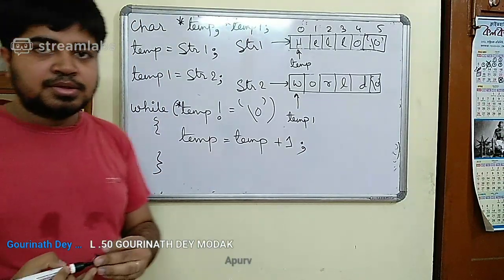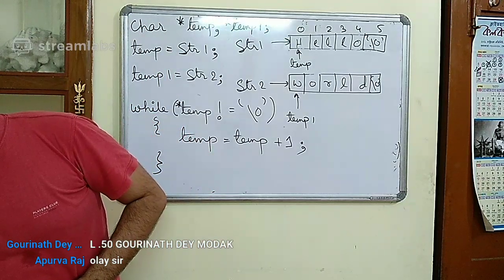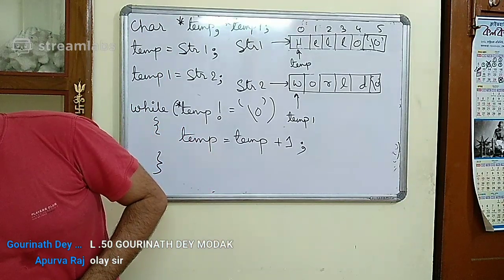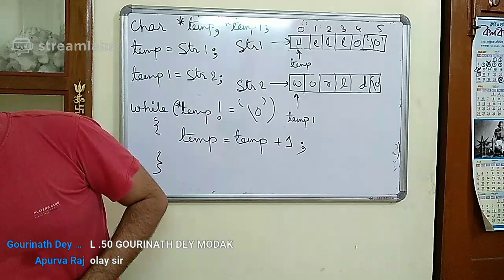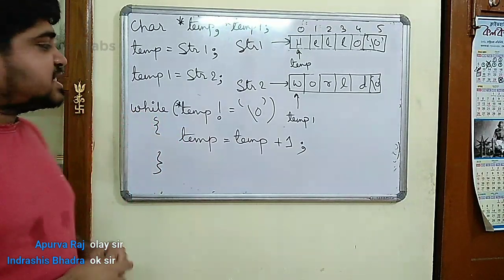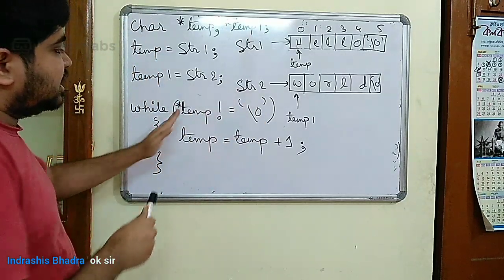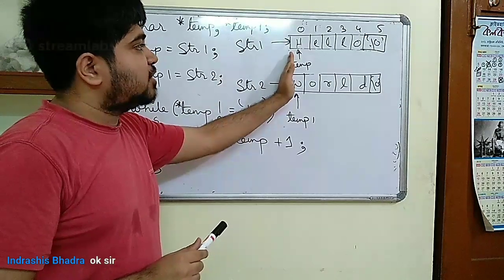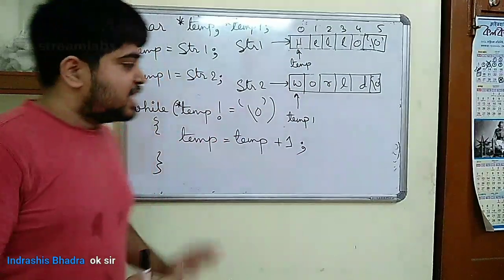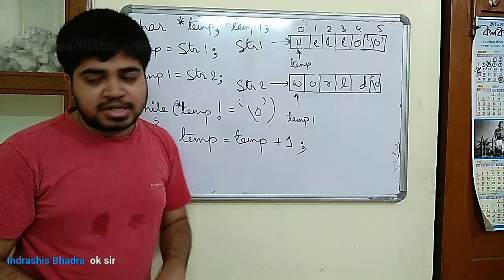Right? This can be done. Now, I will specify a procedure of replacing this whole thing. Until or unless start temp is not equal to slash 0, it will keep on moving. Let's replace this whole thing with one line. How will you do it?